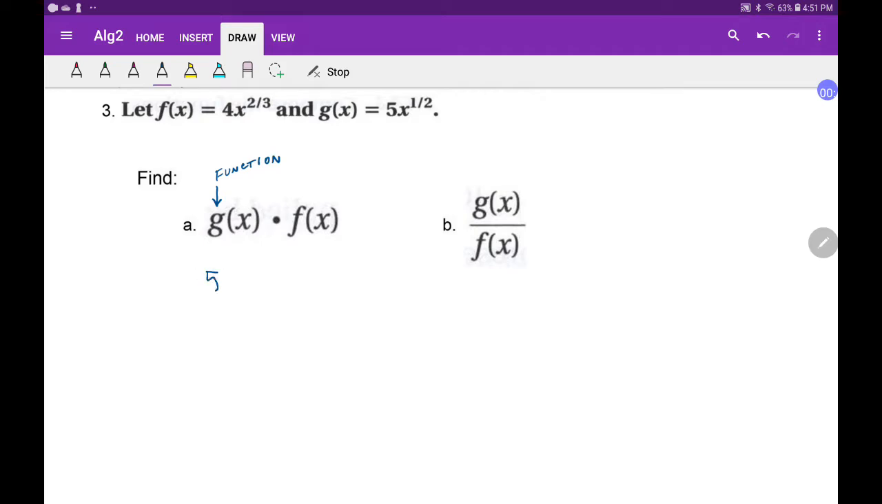And I'm going to say that's 5 and 1/2 to the 1/2, times the function f of x, which is 4x to the 2/3. And I'm just going to multiply the functions together, which is what you might expect here. And so that's exactly what I'm going to do. I'm going to get 4 times 5 is 20. And then I'm going to add my exponents.